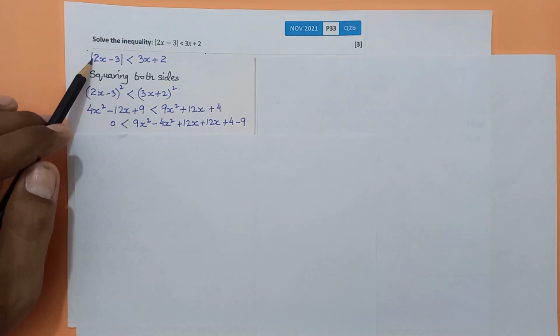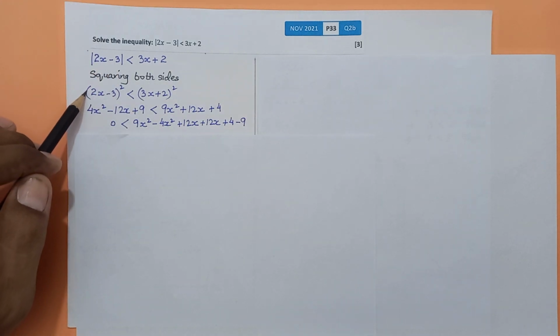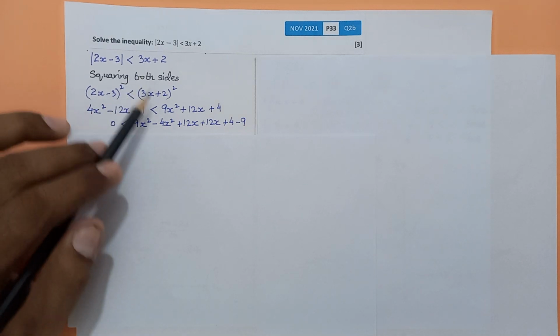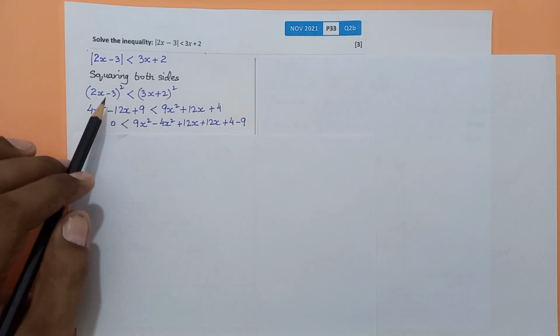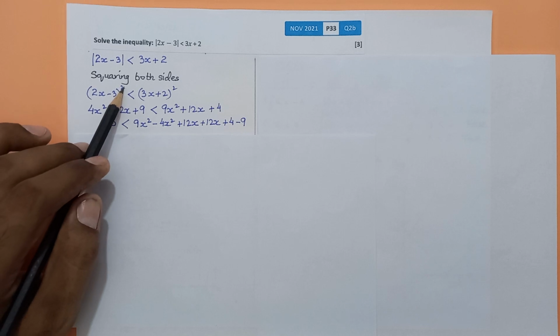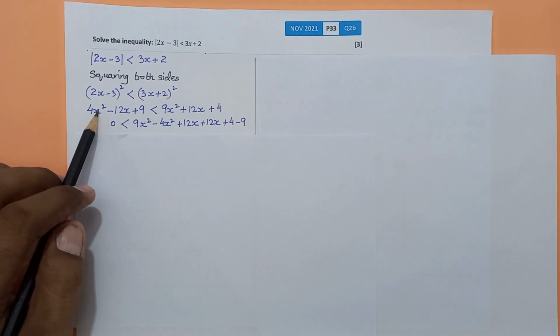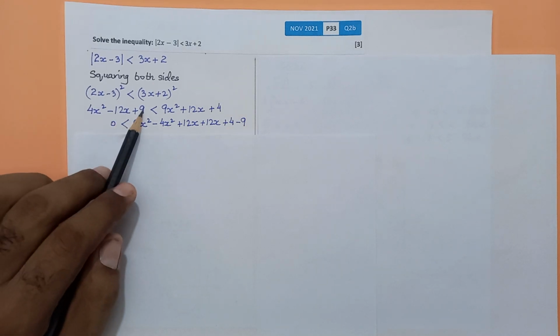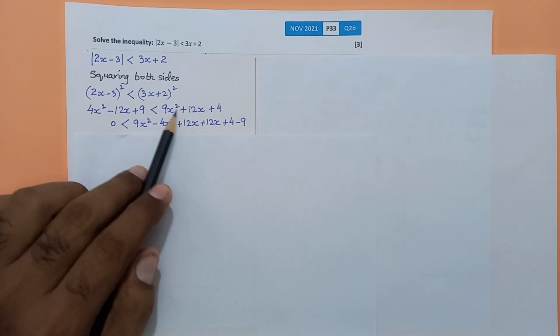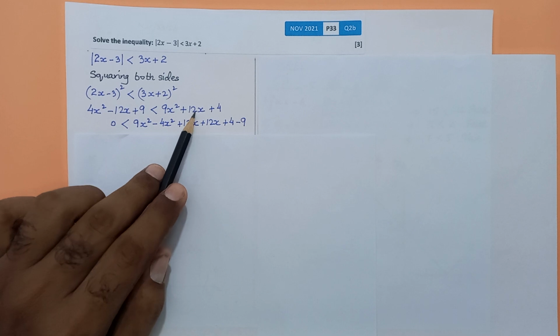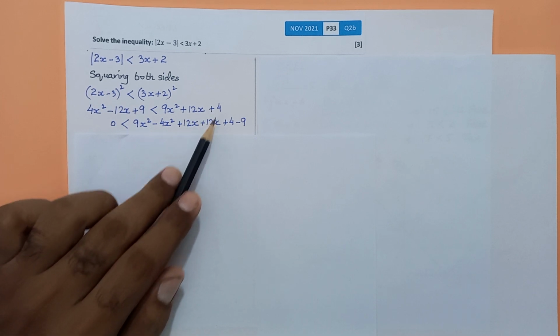After squaring both sides, instead of this modulus sign, simply write the round brackets, and after squaring just use the formula of a minus b whole square and a plus b whole square, which is equal to a square minus 2ab plus b square, and over here a square plus 2ab plus b square.